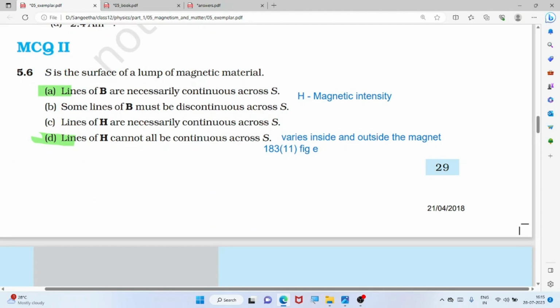S is the surface of a lump of magnetic material. The lines of B are necessarily continuous across that surface, but the lines of H cannot all be continuous across the surface. H is the magnetic intensity and B is the magnetic field. The magnetic intensity varies inside the magnet and outside.